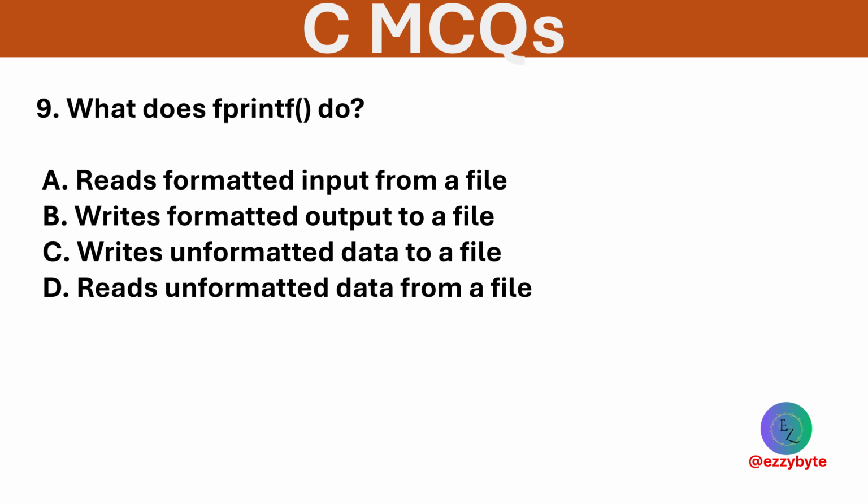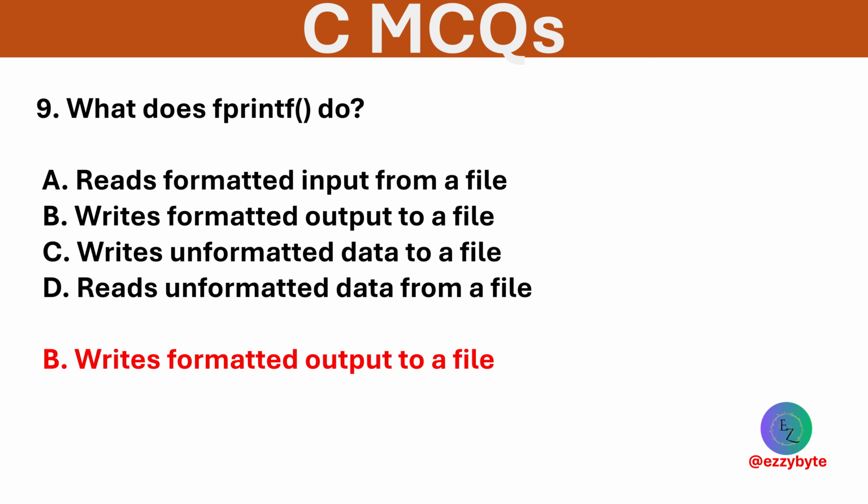What does the fprintf function do? Options are reads formatted input from a file, writes formatted output to a file, writes unformatted data to a file, and reads unformatted data from a file. Option B is correct. It writes formatted data like printf but to a file.